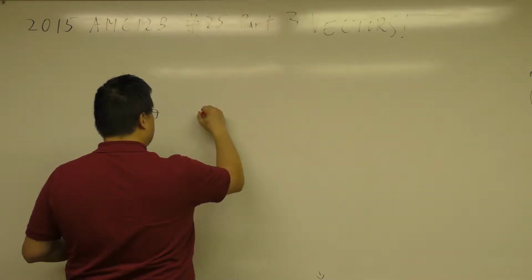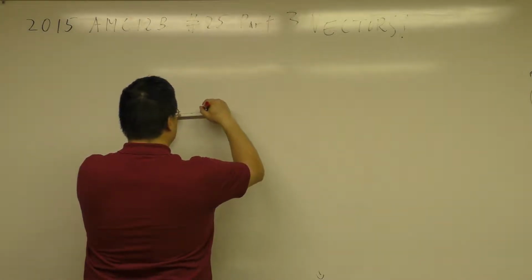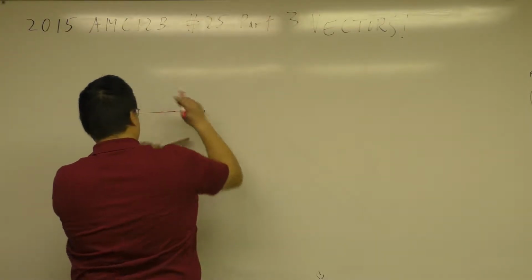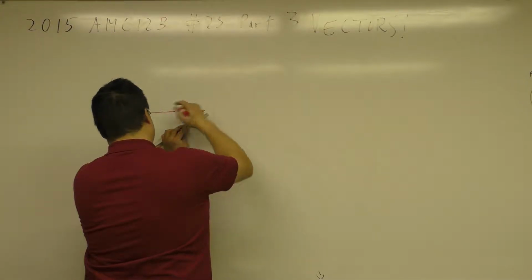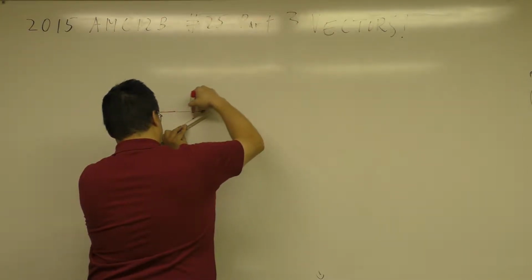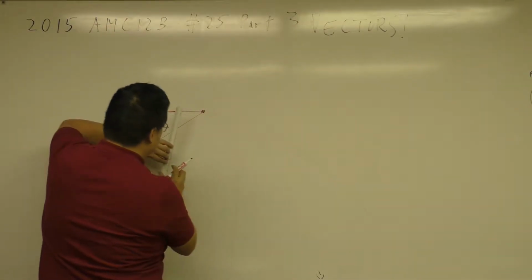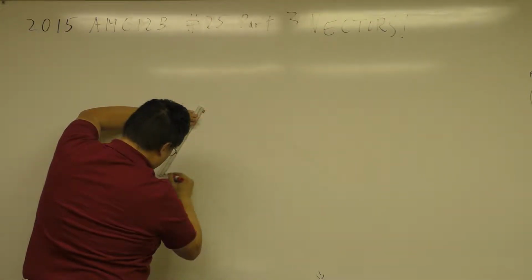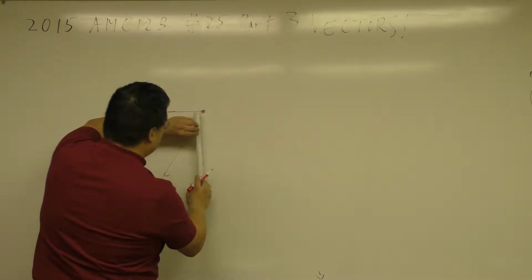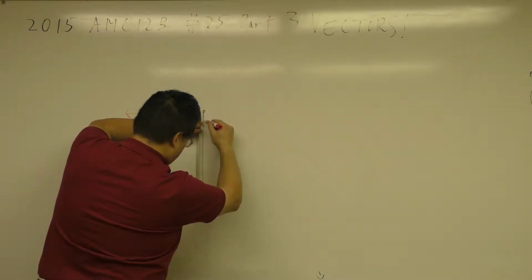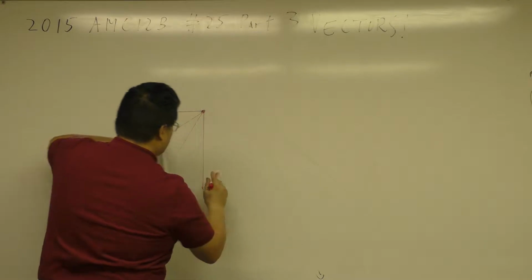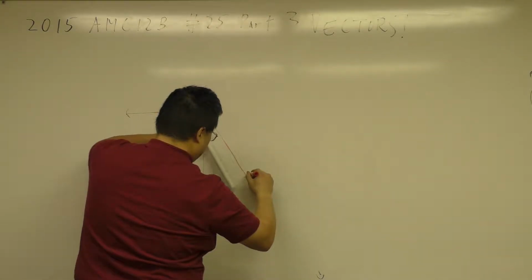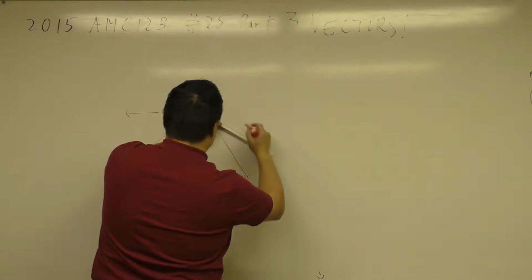So here is our origin. Our first vector is pointing here. Then rotate 30 degrees. Another 30 degrees. Another 30 degrees. Another 30 degrees. And another 30 degrees.